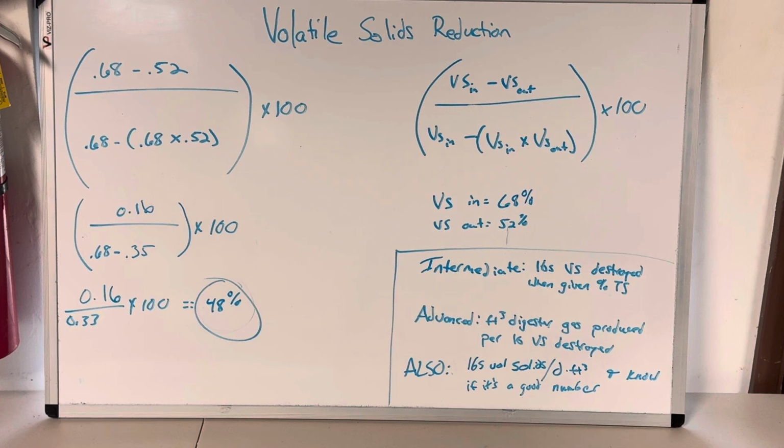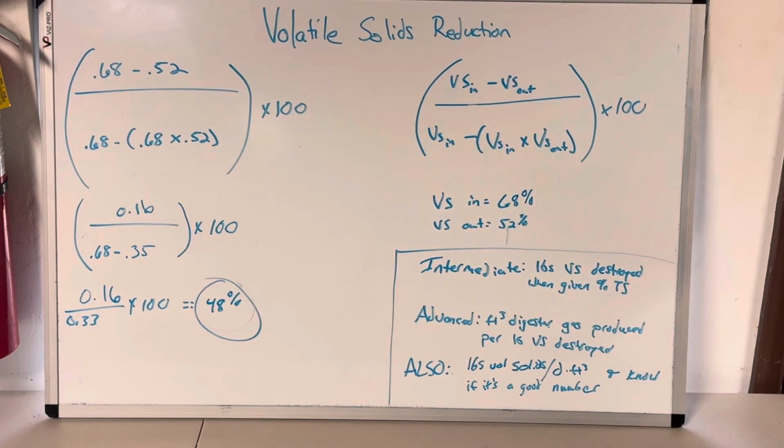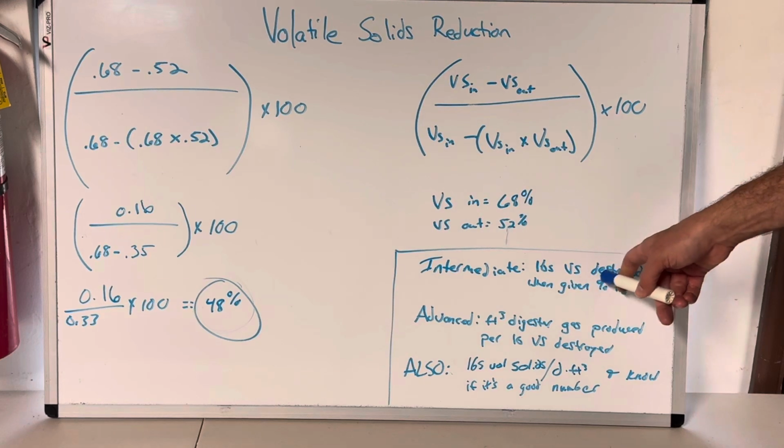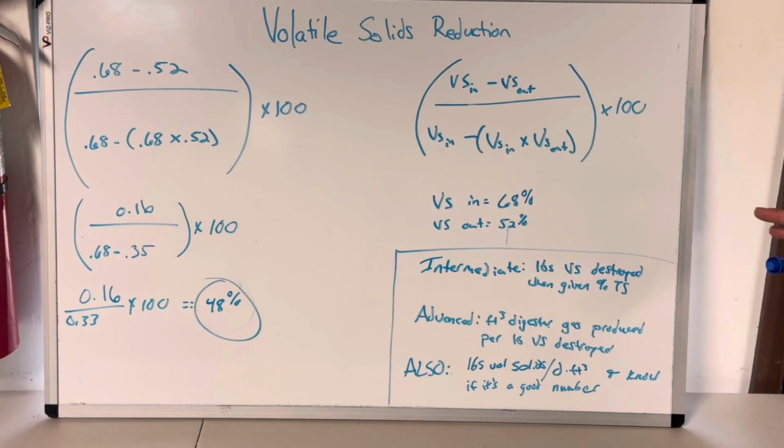Before I jump into the math problem, I do want to tell the intermediate and advanced folks and the beginner folks that are learning this why it's important, what you're going to run into on your later exams, okay? So once you figure out this number, entry-level folks, the intermediate version of this problem is to figure out the pounds of volatile solids destroyed when given percent total solids. I'm going to do that math problem at a later time. It's just a pounds formula. And then you incorporate the percentage reduced and you can figure that out. I'm not doing that right now. This is just volatile solids reduction.